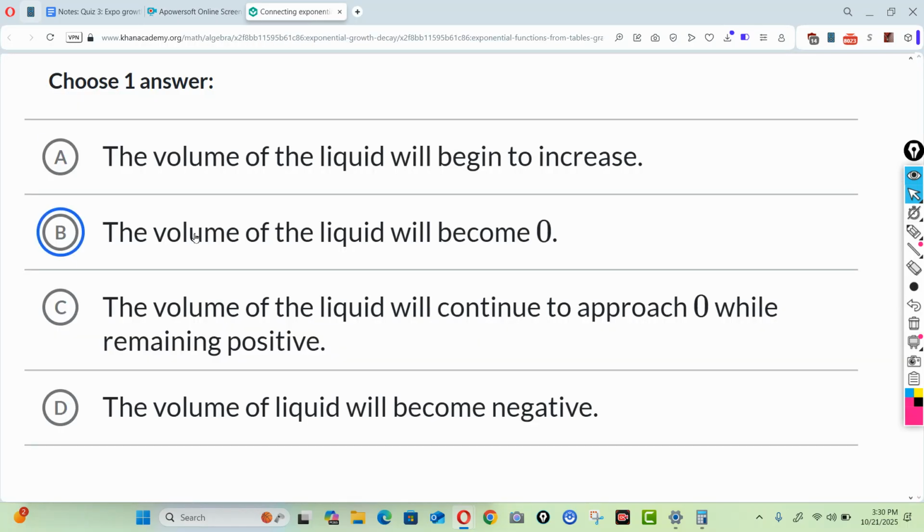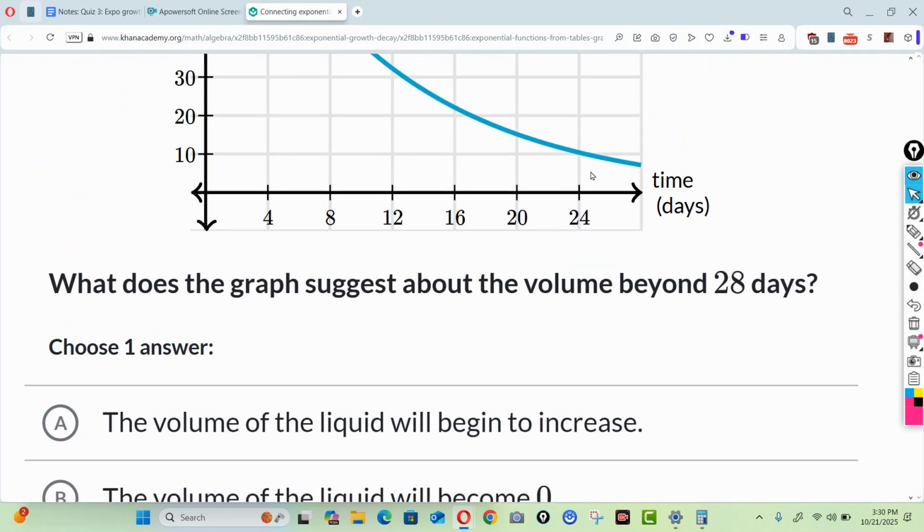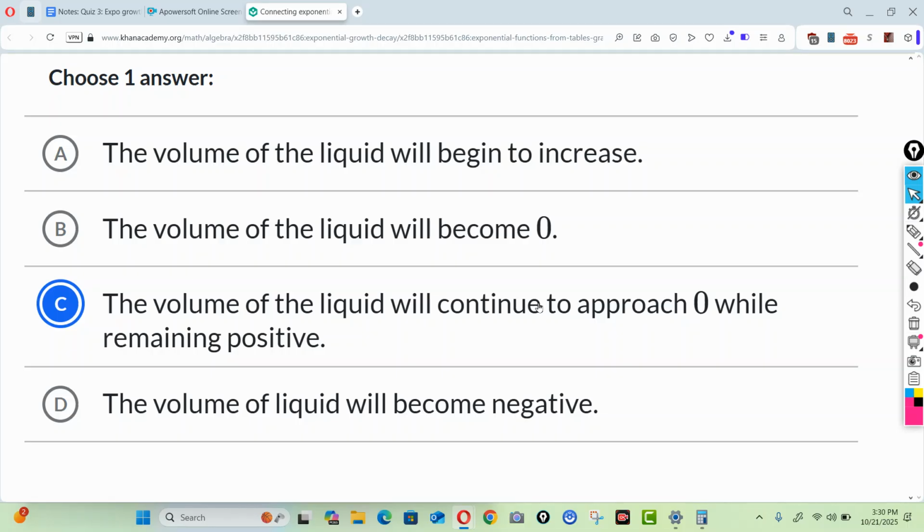So looking at their answers, no, the volume will not become zero and the volume will not become negative. The volume will continue to approach zero while remaining positive. Okay, and it's definitely not going to increase because it's a decreasing function. So it's going to go to zero, but it's going to remain positive. Answer C.